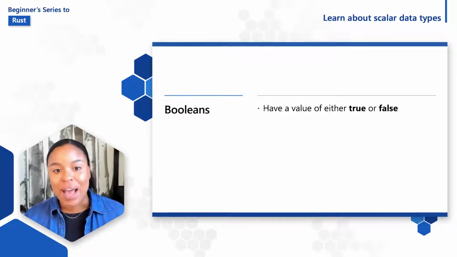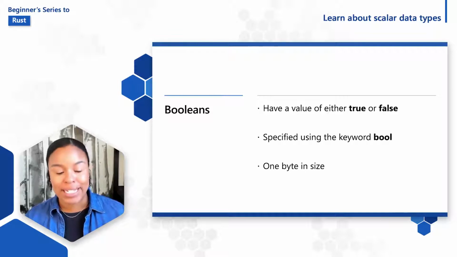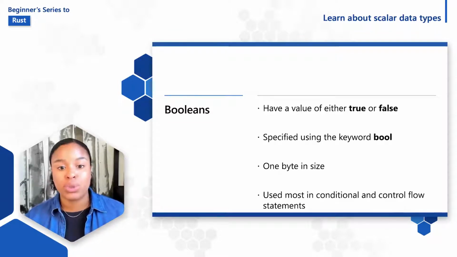The Boolean type has either a value of true or false. The Boolean type is specified using the keyword bool, and Booleans are 1 byte in size. They are most used through conditional and control flow statements, which will be covered in another video.